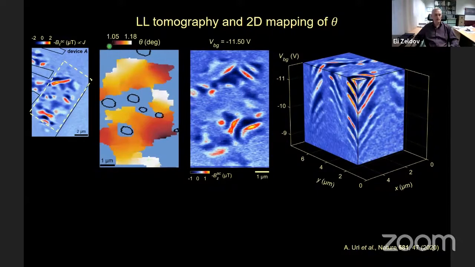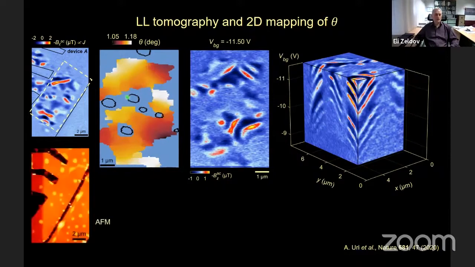In this sample, it varied from 1.05 to 1.18 degrees, forming a very complex landscape. And there are a lot of areas which have no magic angle physics at all. For example, you can see here, no Landau levels at all. If we compare it with AFM imaging, we can trace out the bubbles. So these are the bubbles in the sample, and they completely kill the magic angle physics within the bubbles and within about half a micron around them.